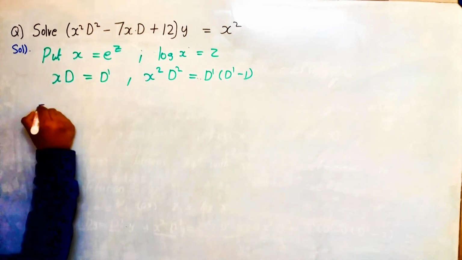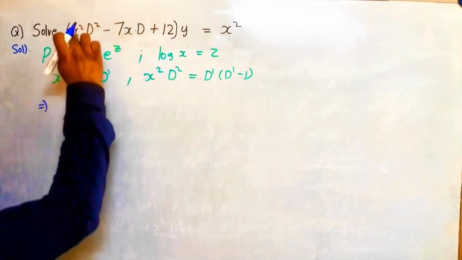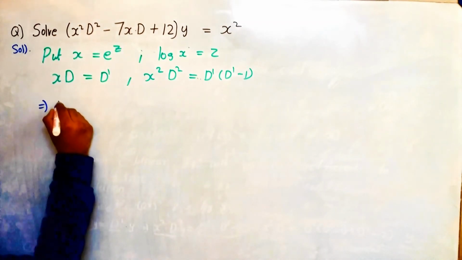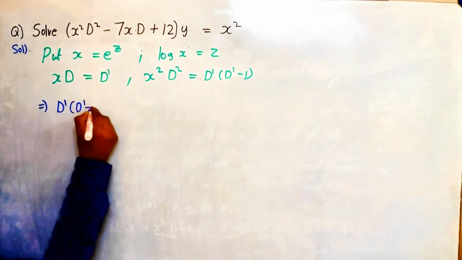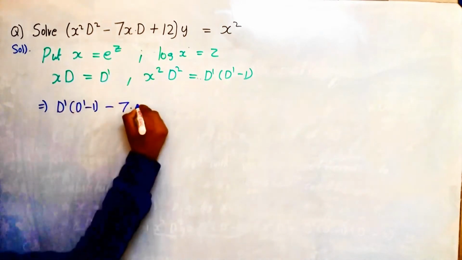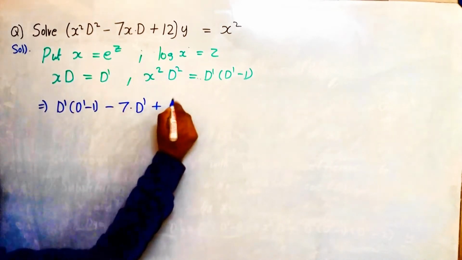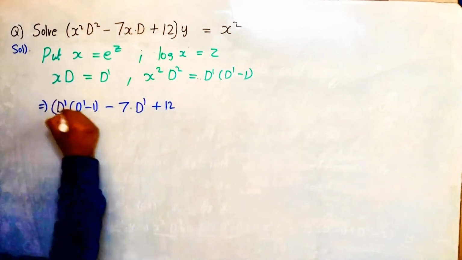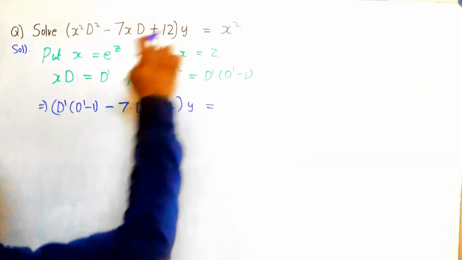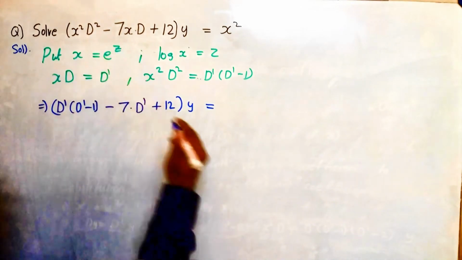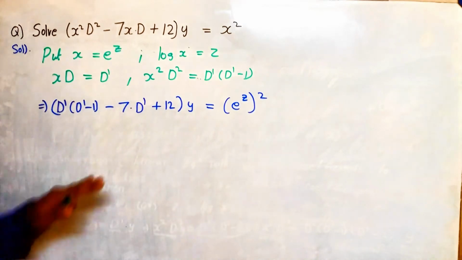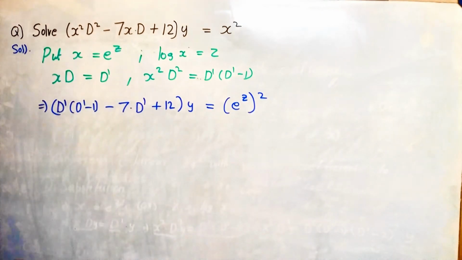After replacing, x square D square we replace by D dash into D dash minus 1. So D dash into D dash minus 1 minus 7 into x D, x D means D dash, plus 12 into y equal to x square. Here x we have to replace by e to the power of z, so e power z whole square. Now we have replaced, and we have to go on solving.